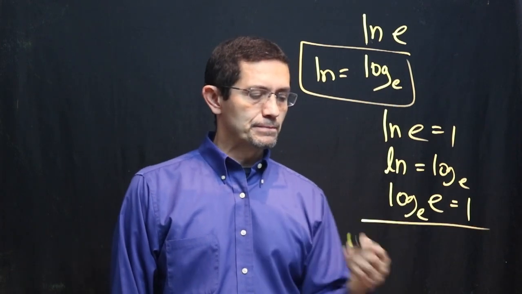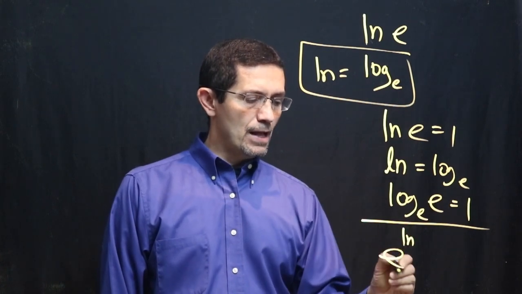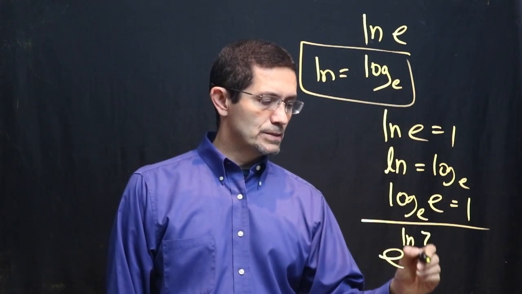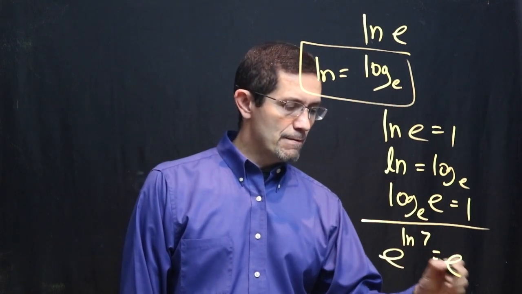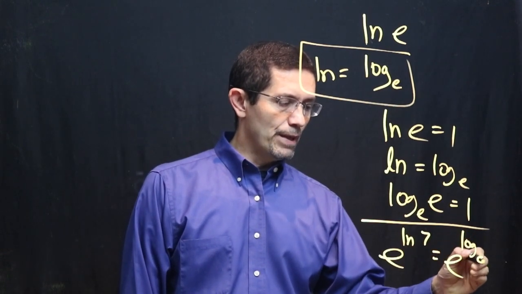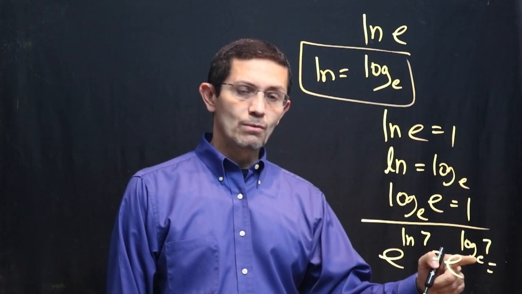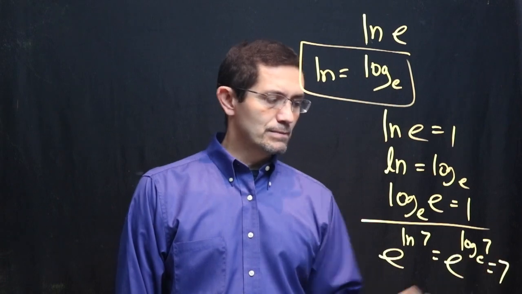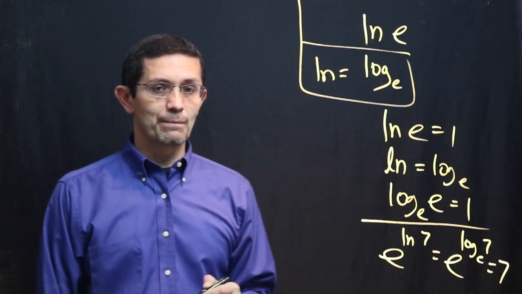Inverse property. e to the ln of 7. What's going to happen? e to log of base e of 7. Remember, ln is the same as log on base e. Therefore, my answer is 7. And we're just playing around with those properties.